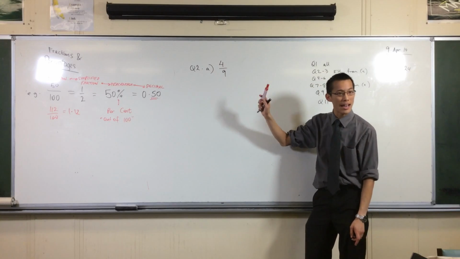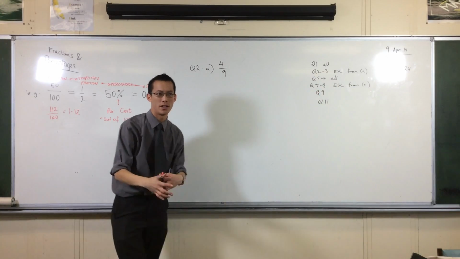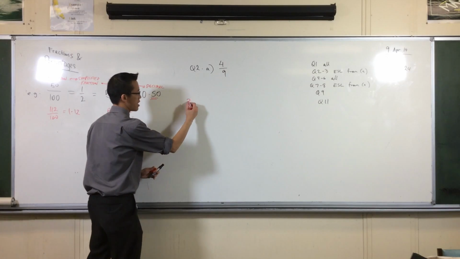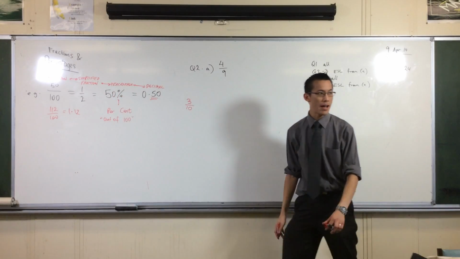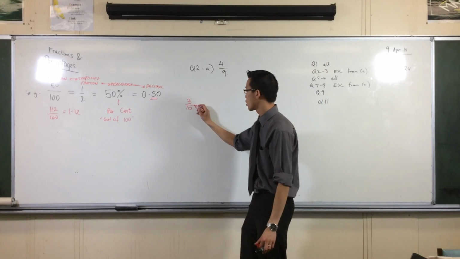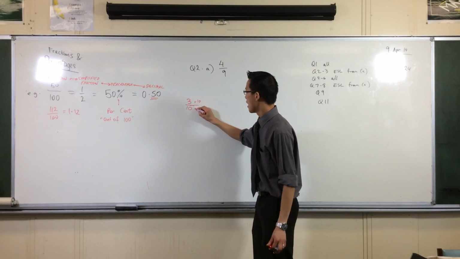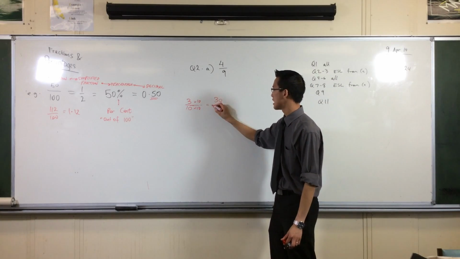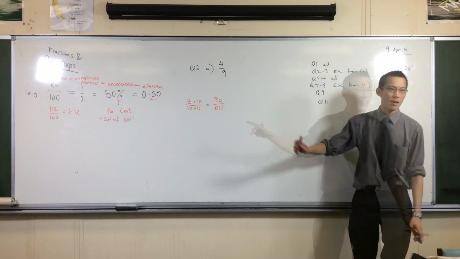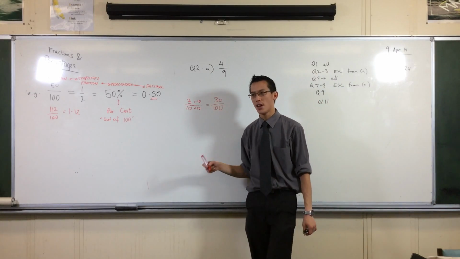Trying to convert 4/9 into a percentage. Now, if I gave you a nice easy one, like say 3/10, and I said convert that into a percentage, 30 over 100. It's going to be 30/100. So you multiply the top and the bottom by 10, and that's what makes the denominator 100. So it's 30%. Now, that's fine.